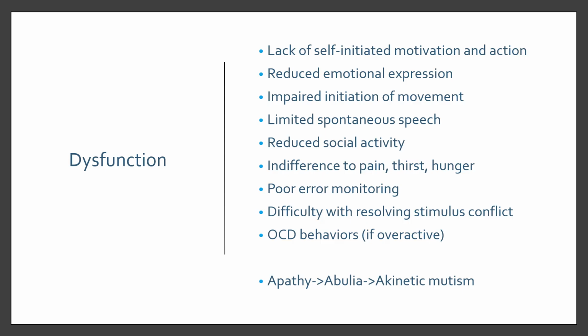So, apathy is what you can see with more minor dysfunction in this circuit. Abulia is a more severe version of that. And akinetic mutism is the most severe reflection of damage to this circuit. And you typically need bilateral damage to get this. This is characterized by very profound apathy, a lack of spontaneous movement, absent verbalization, not responding to commands. So the person is really not responding to anything at all or initiating any behaviors.